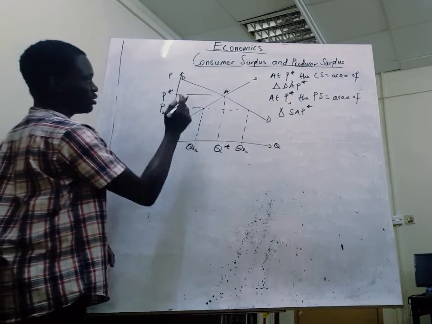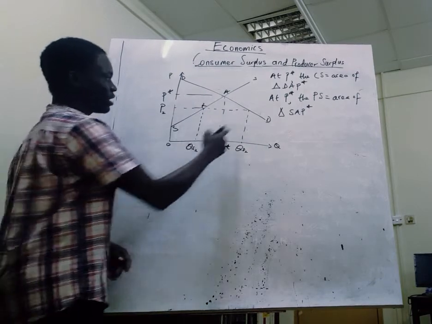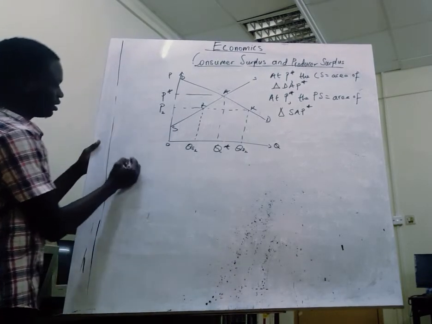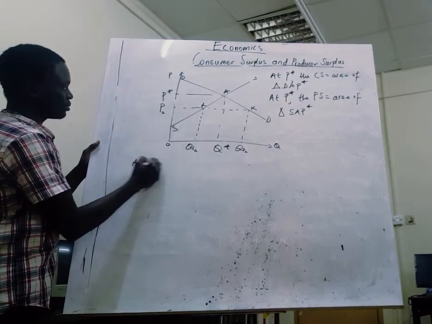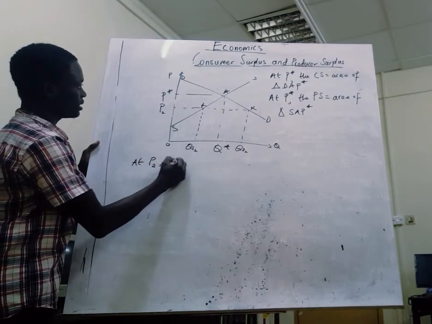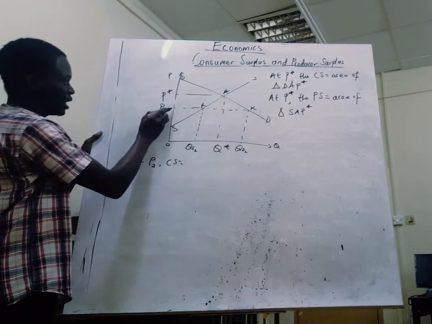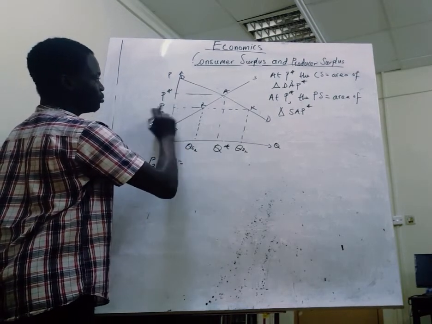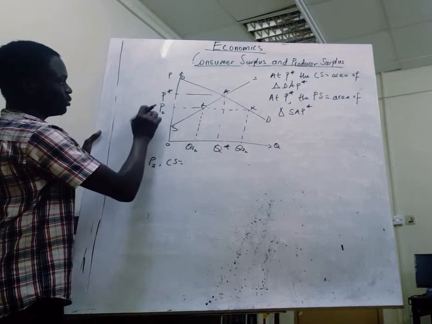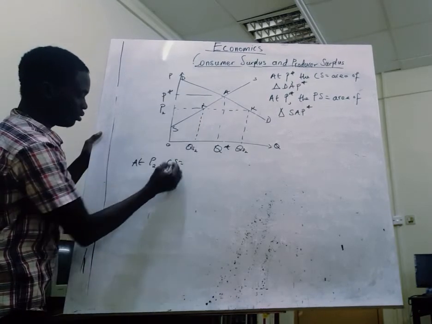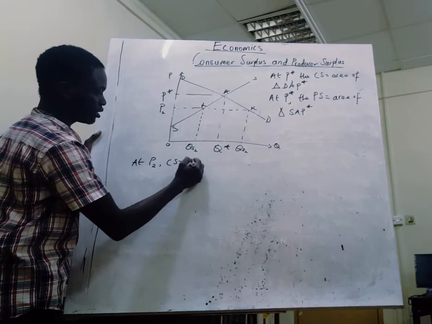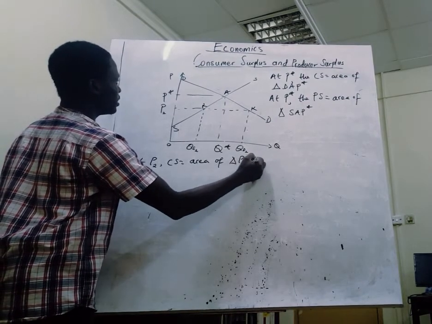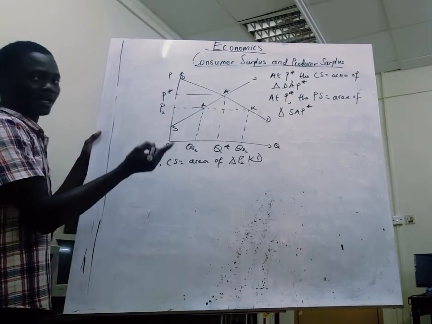Very good. Now we have a new intersection here, so we can call this point R, and this point K. So what's our new producer surplus and consumer surplus? At price P2, CS is equal to, now look at what I want you guys to note, this P2 intersecting the demand curve here. So we have P2, K, and D. The consumer surplus at P2 is equal to the area of triangle P2KD, which is of course bigger than the initial one.